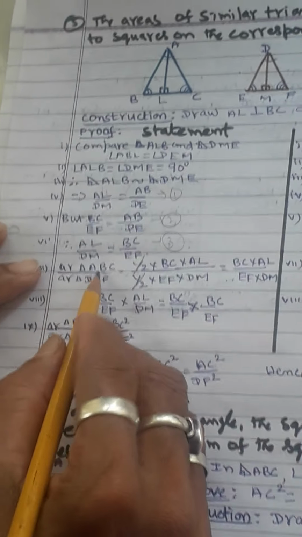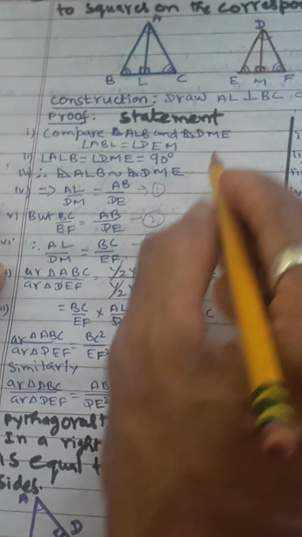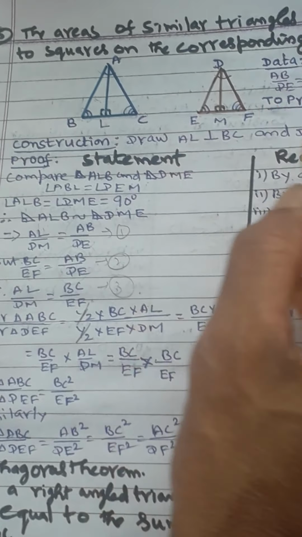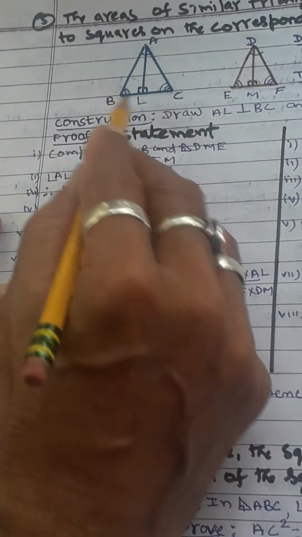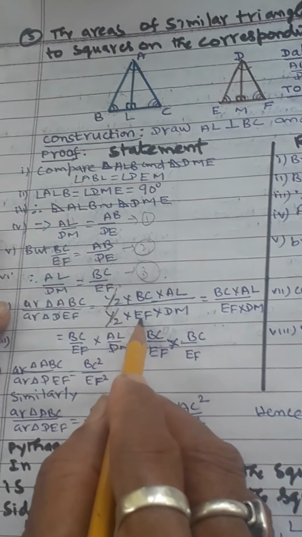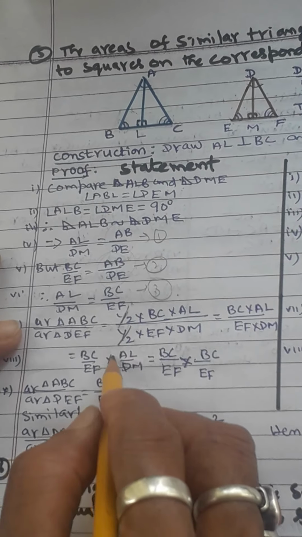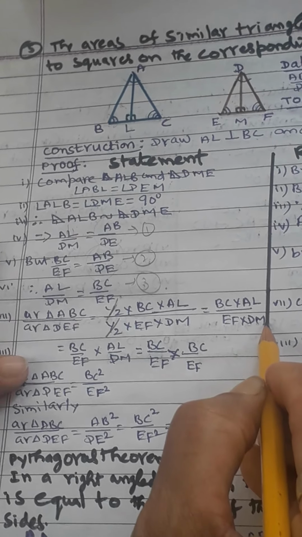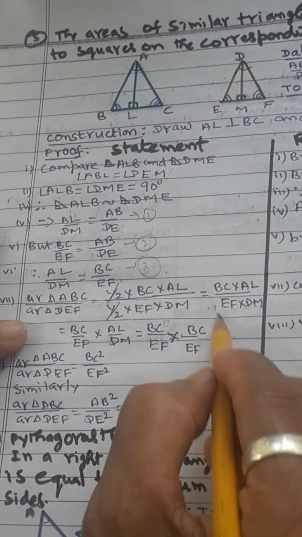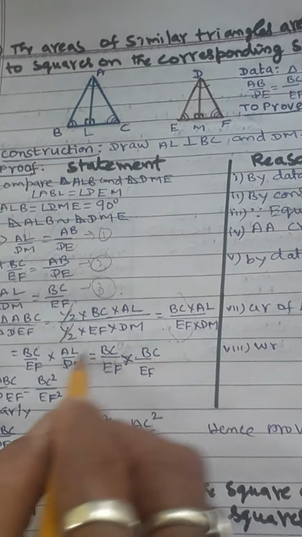Now you write area of triangle ABC divided by area of triangle DEF. What is the formula? Half into base into height. What is the base actually? Half into base is BC, here EF, and its height is AL, here the height is DM. So I have written that, and the half gets cancelled. So BC into AL divided by EF into DM is coming. Then I am separating this into BC divided by EF and AL divided by DM.